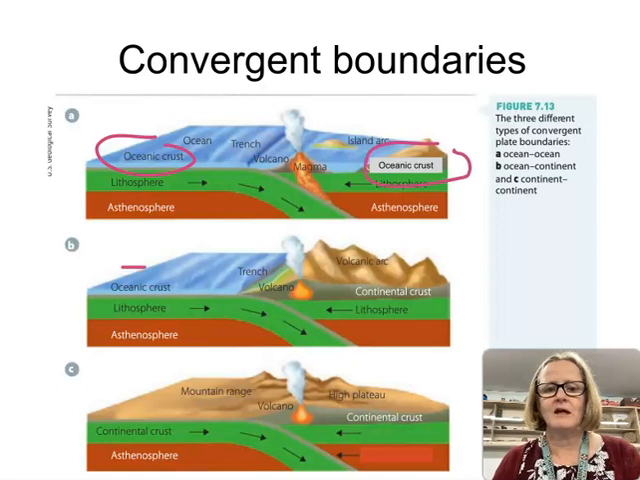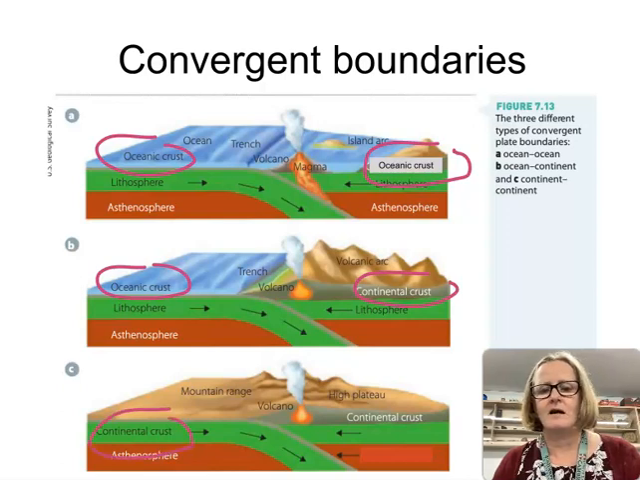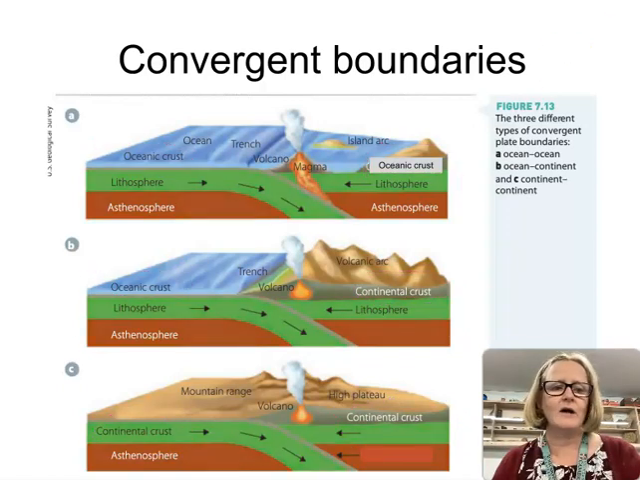We could have oceanic plate coming together with a continental plate, and we could have two continental plates colliding. And we get slightly different features forming when these come together. Let's have a look at how that works.